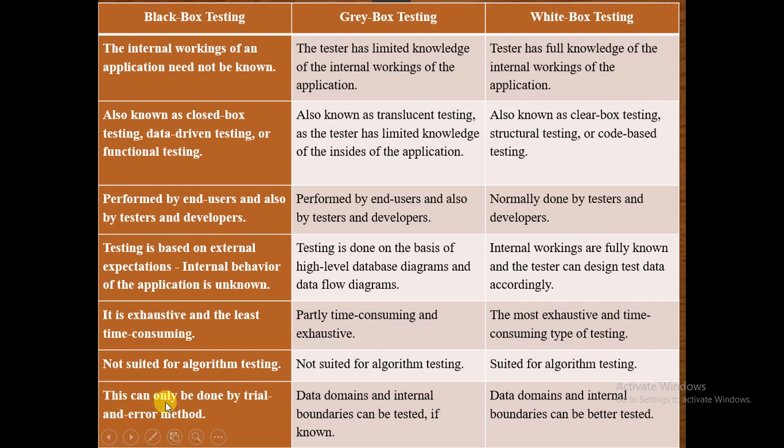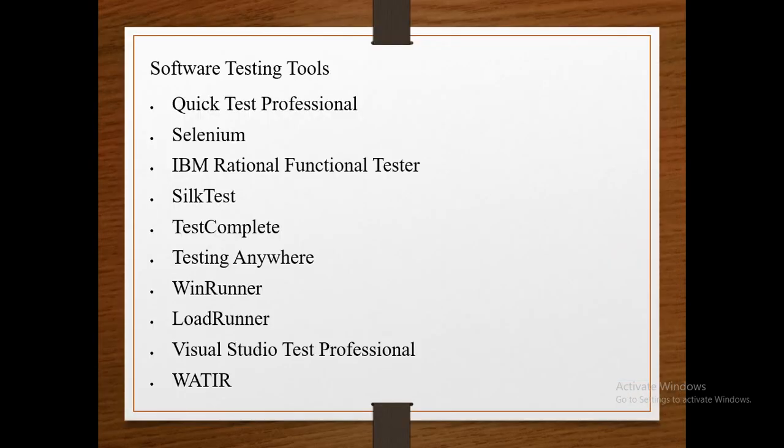Okay, black box can only be done by trial and error method. In gray box, data domain and internal boundaries can be tested if known. Data domain and internal boundaries can be better tested in white box testing. Okay, so this is the difference between the three types of testing.